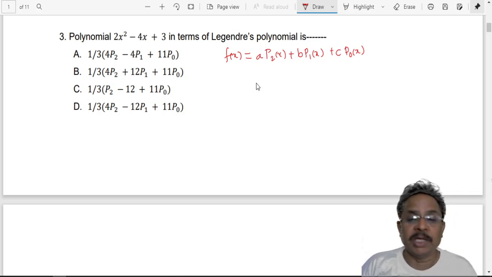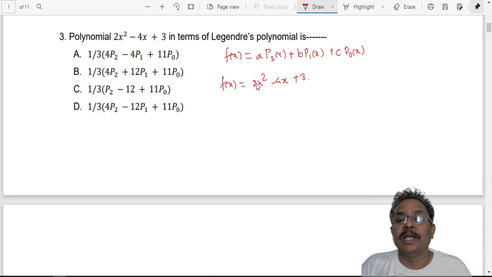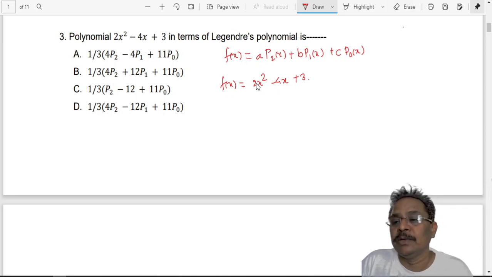Now if I go for this calculation, this is f of x, and what I am given in this case is f of x equal to 2x square minus 4x plus 3. Now you'll find that I know P2x, P1x, P0x. Just now we have written that P0x is simply equal to 1, P1x is simply equal to x, and P2x is equal to 1 by 2 times 3x square minus 1.